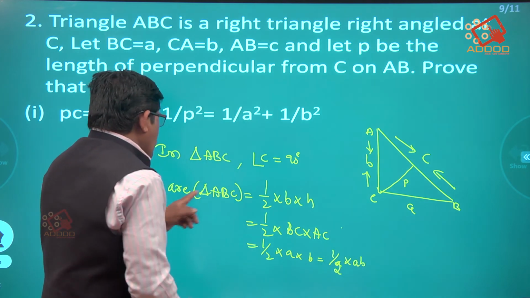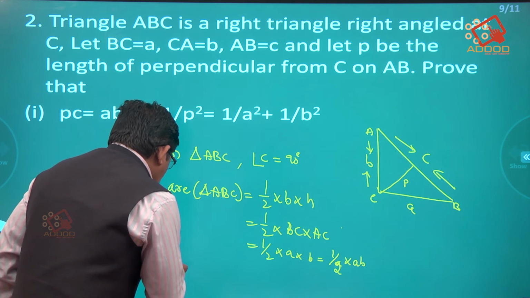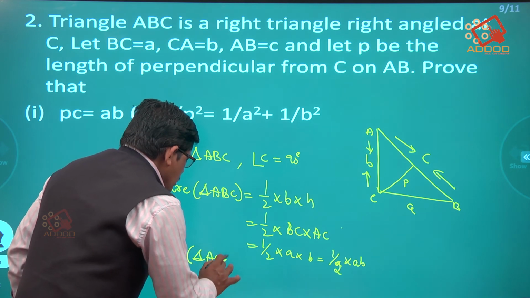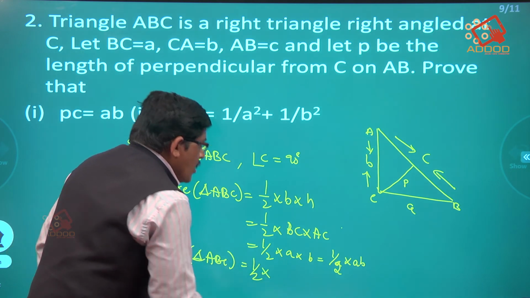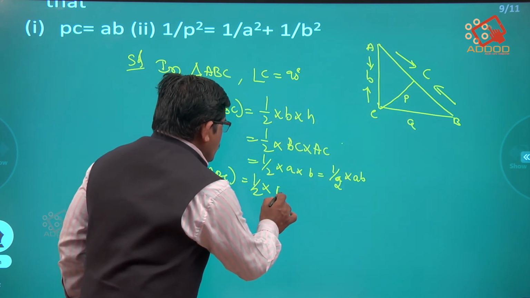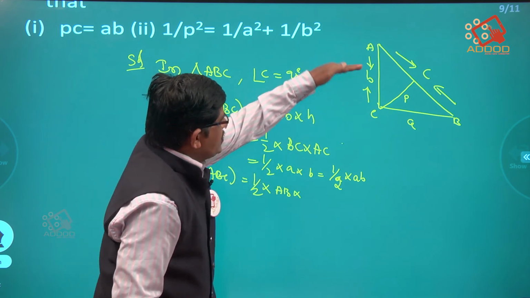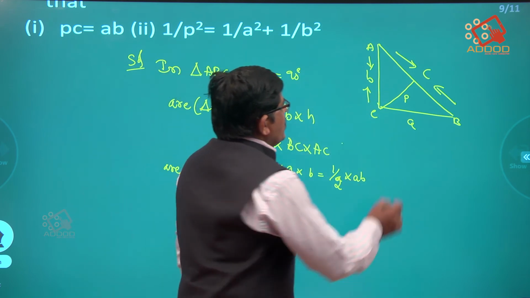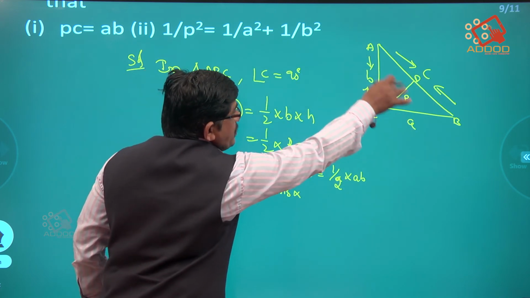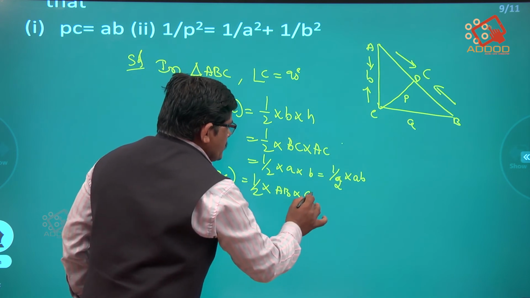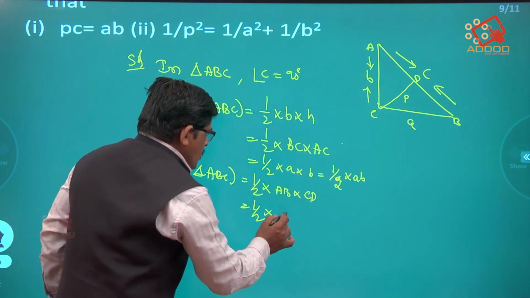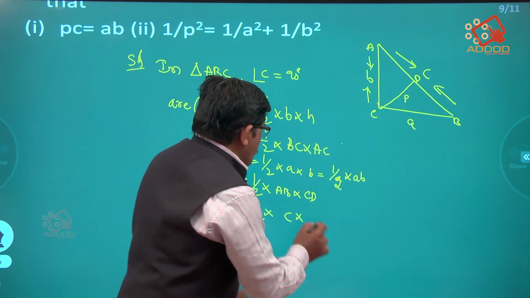Similarly, the area of triangle ABC is equal to half into base AB into height CD. Here we take the CD length. Therefore, half into AB into CD is equal to half into C into P.